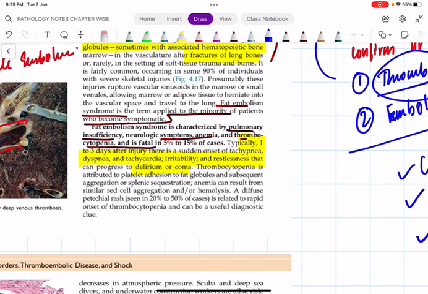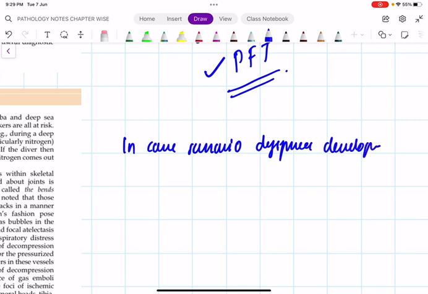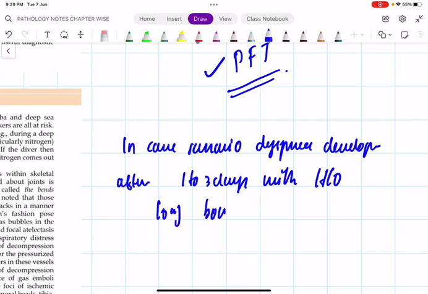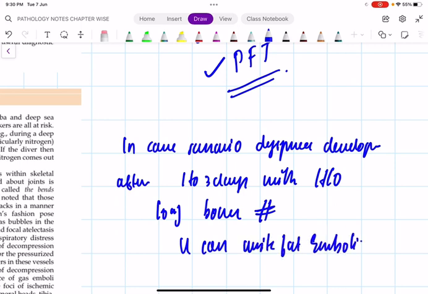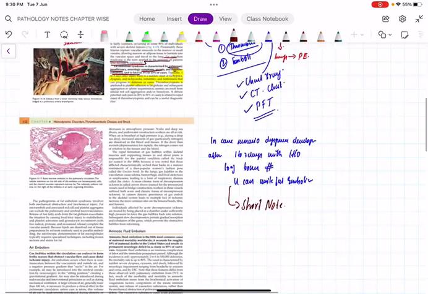So, suppose in a scenario, dyspnea develops after 1 to 3 days with history of long bone fracture, you can write fat embolism. Fat embolism is a short note question.